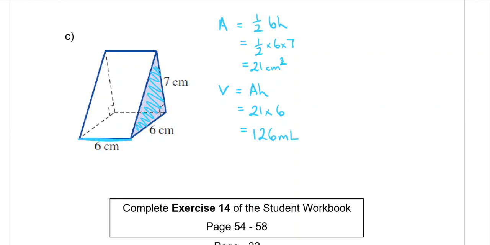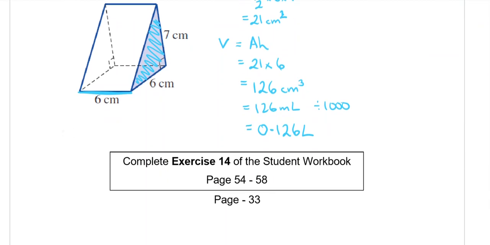126 millilitres. Well, actually, sorry, first it will be millilitres, but technically it's centimetres cubed first, which are exactly the same as millilitres. To turn the millilitres into litres, I need to divide by 1,000, which is 0.126 litres.